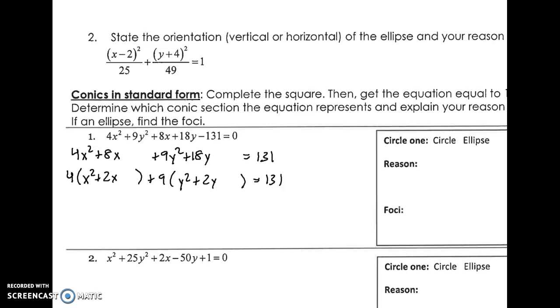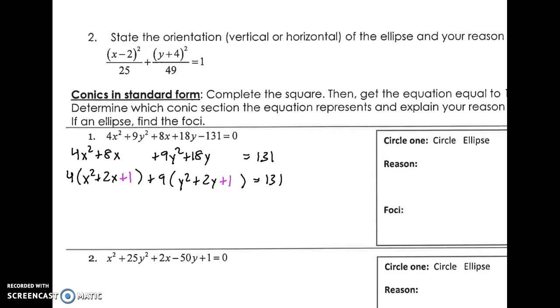you'll notice I'm leaving a space there, and that's because now we're going to add a number that's going to complete the square. Half of 2 is 1, and if you square that, you get 1. Half of 2 is 1, and square that, once again, we add 1.